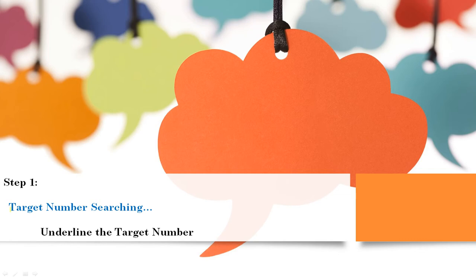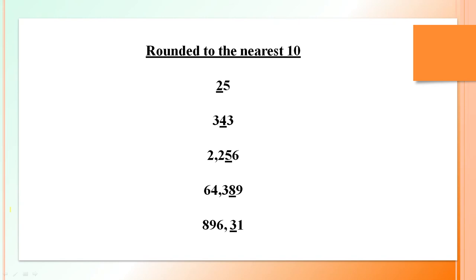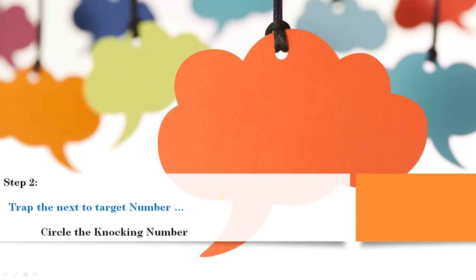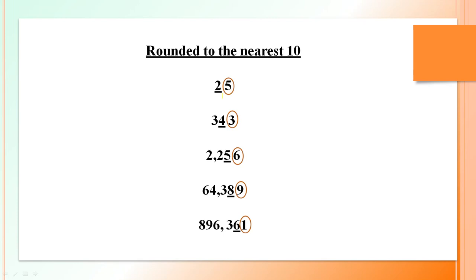Step number 1. Underline the target number according to the demand of the question. Rounded to the nearest 10. It means, as per your demand, you have to underline just the 10 place here, because it is rounded to the nearest 10. So I am searching only for the 10 place. After this, trap the number next to it. I will trap the next digit in a circle form. I can trap all these numbers. These all are my questions.